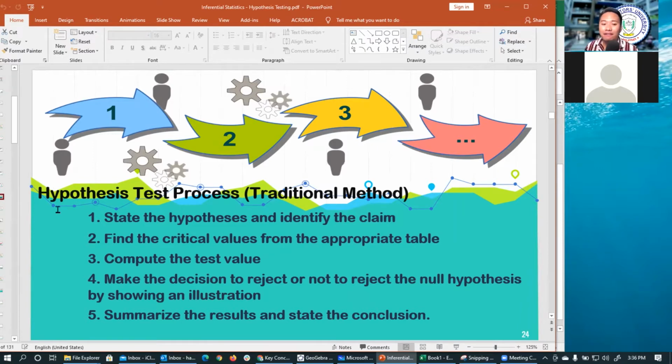So first, we have state the hypothesis and identify the claim. So when we say state the hypothesis, we need to state the null and alternative. Second, find the critical values using the appropriate table. We also have different tables that we're going to be using, guys. Number 3 is compute the test value. This is another thing that you need to consider because there are a lot of test values to be used, and you need to make sure that you're using the correct one or the appropriate one. Number 4, make a decision whether you're going to reject the null hypothesis or accept the null hypothesis. Number 5 is to summarize your solution.